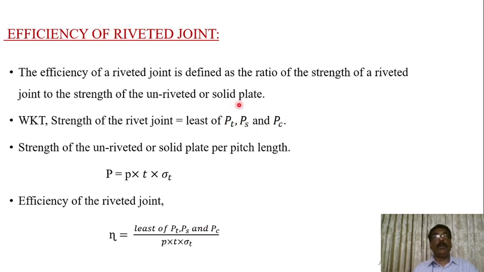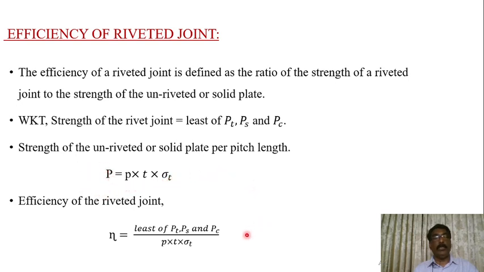And the strength of the solid plate or unriveted plate is given by P into T into sigma T. P represents the pitch, T is the thickness of the plate, and sigma T is the permissible tensile stress for the given plate. Since it is a solid plate, without considering the rivet holes, the area becomes P into T. This is the pitch from center to center distance, and T is the thickness. So this gives the area, and this is the tensile stress. Area under tension times stress gives the load or the strength. So P is equal to P into T into sigma T.